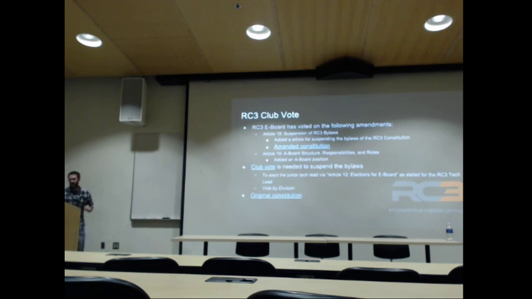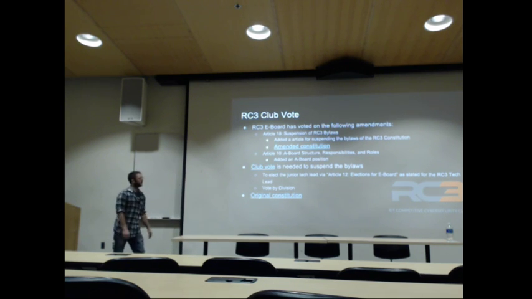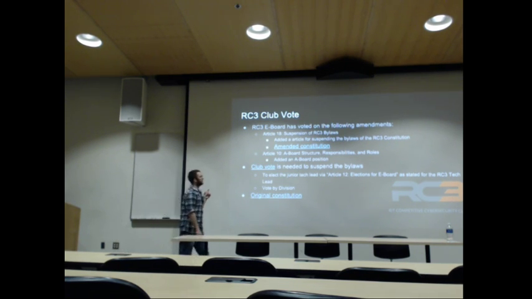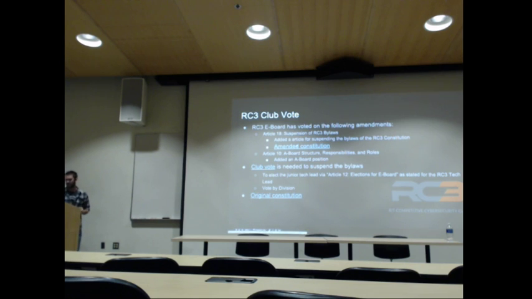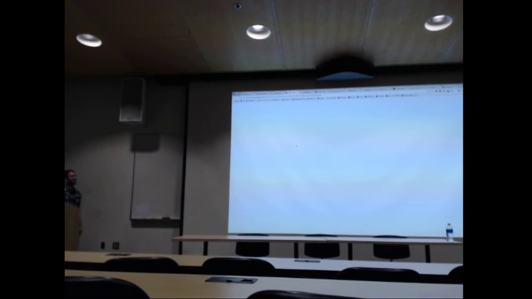This gets really fun, how we're going to have to do this position. Basically, RC3 eBoard made an amendment to the Constitution where we added an article for suspension of bylaws. I'm going to go to this in the Constitution real quick and show you guys the amendment we added. This is really important because we need to make a vote, and we need this amendment to do it. So once it loads.